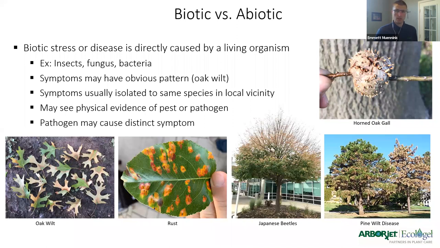And in some cases, you will see a pattern, especially with pathogens. So with oak wilt in Texas, there is usually an oak wilt center where there will be dead trees and then symptomatic trees extending out from the dead trees. The same can be said with pine wilt. You will usually have a dead pine tree, and then trees surrounding it will begin to have symptoms. And so if you can look for these patterns, that's generally an indication that it's a biotic disorder.